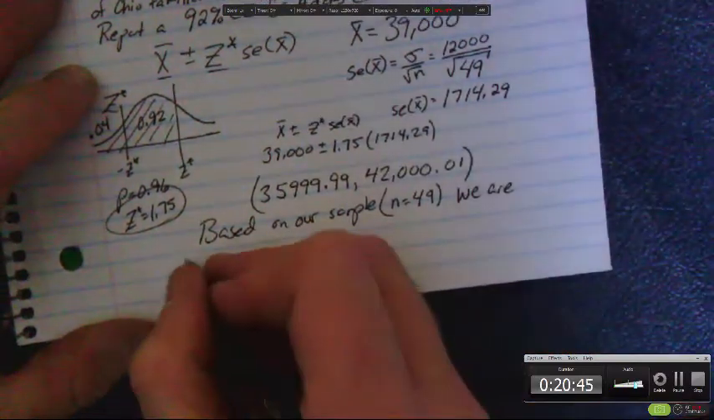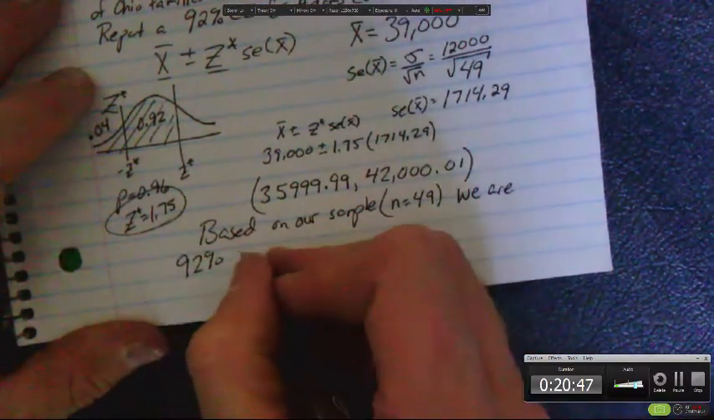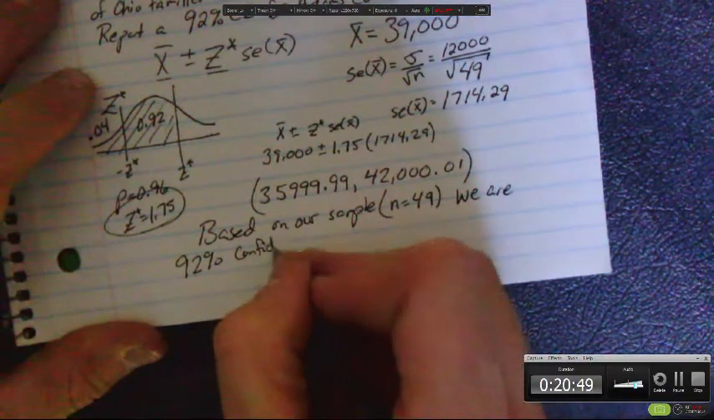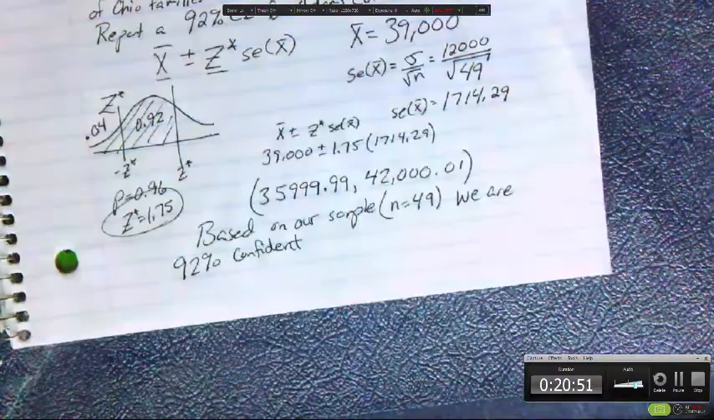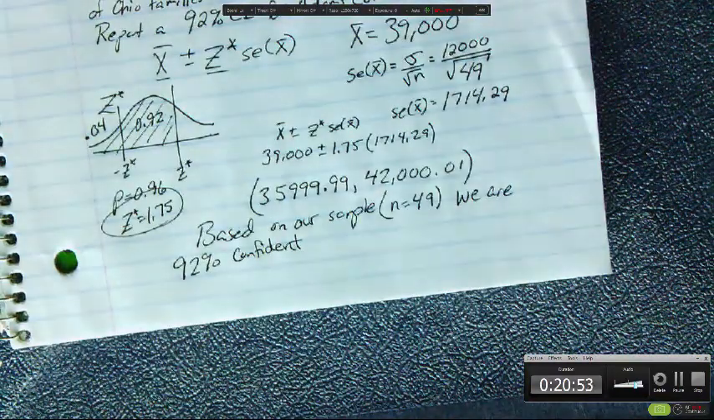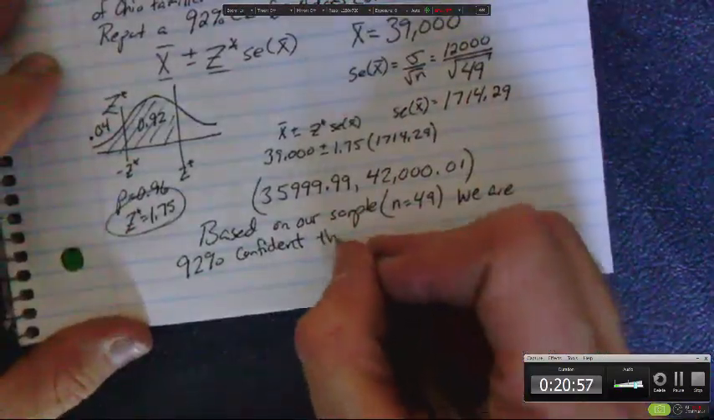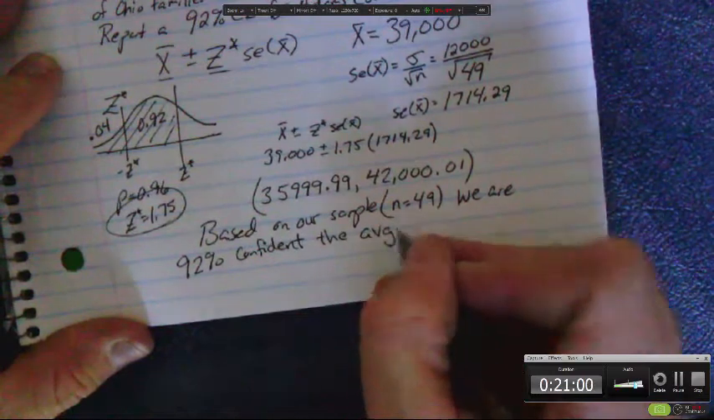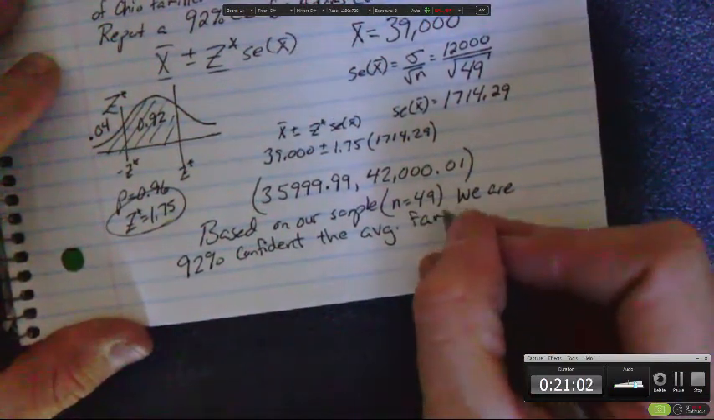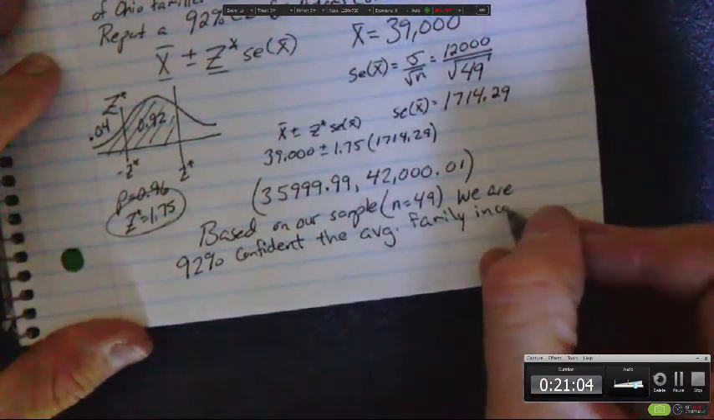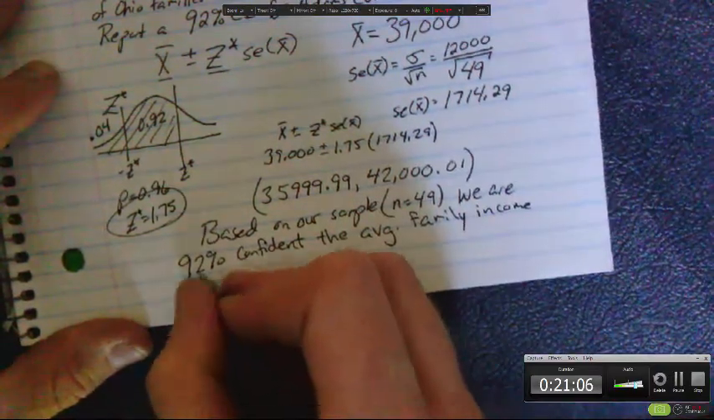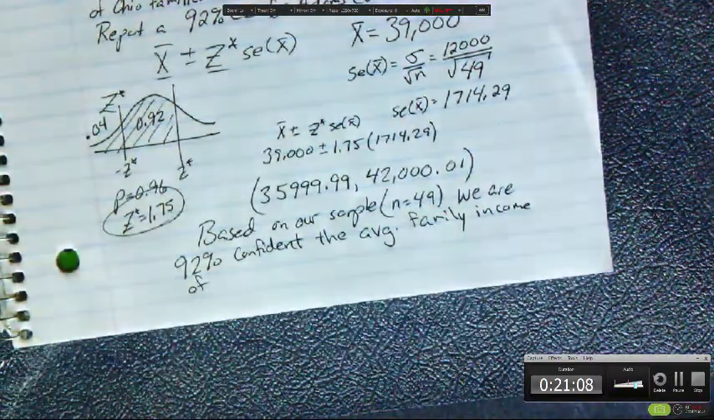We are 92% confident, which just sounds weird. We are 92% confident the average family income of what? Ohio or Adams County? Adams County. Of Adams County.